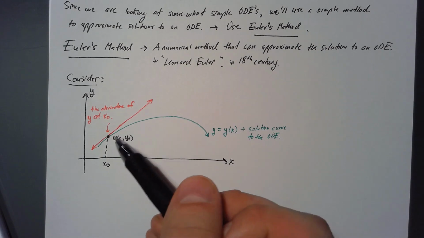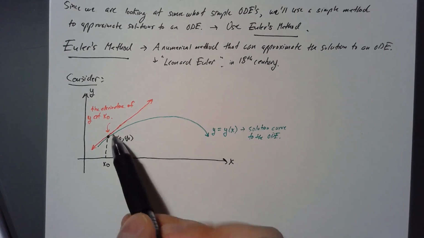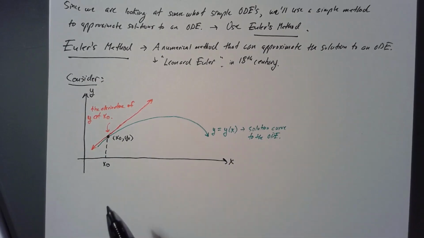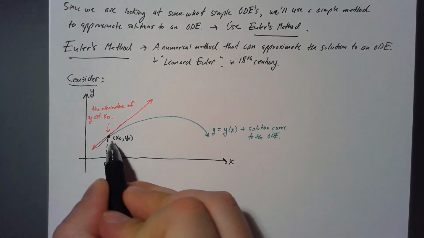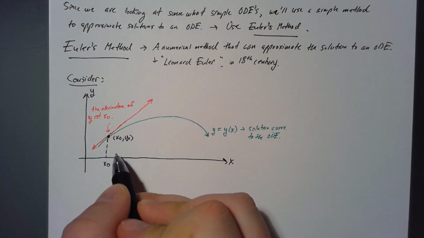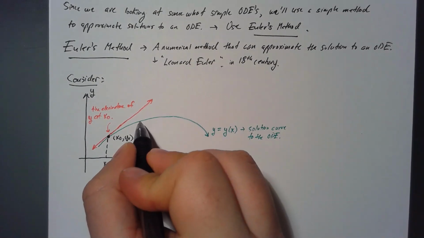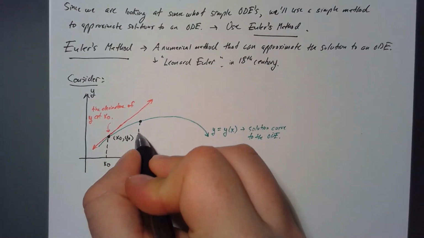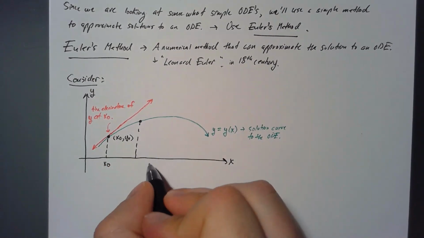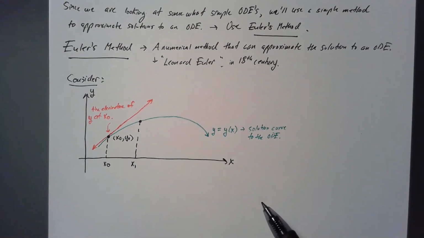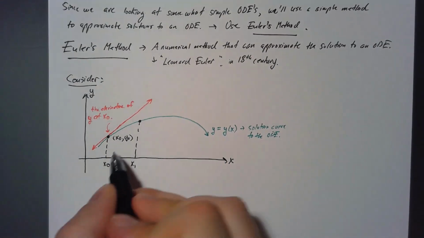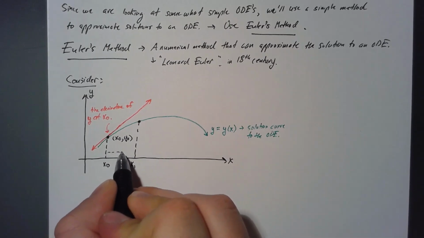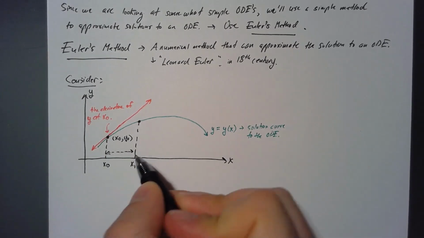So what if I keep going with this idea? Well, if I move some increment size from x of 0, so let's say I start at x of 0 and I want to get to x of 1, right? So let's say I want to go here, right? That right there is my next x point, x of 1, right? So the change from here to here, this little change right here, that's my step size.